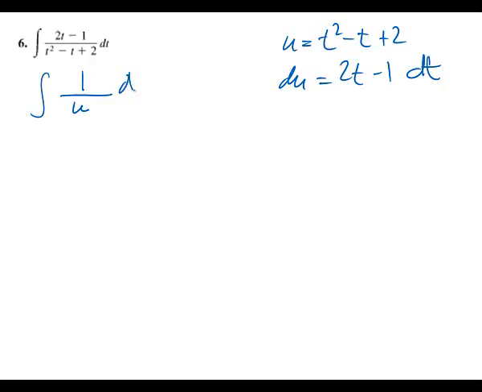When we integrate 1 over u, what do we get? Natural log absolute value of u plus c. So I put this t squared minus t plus 2 in there.